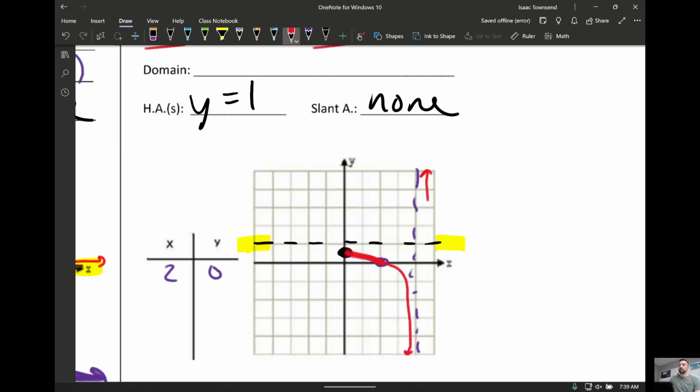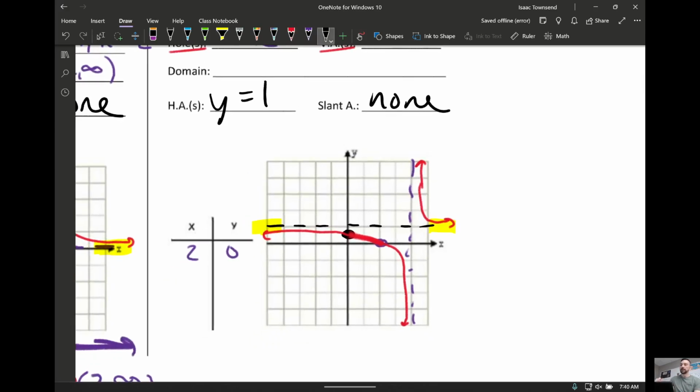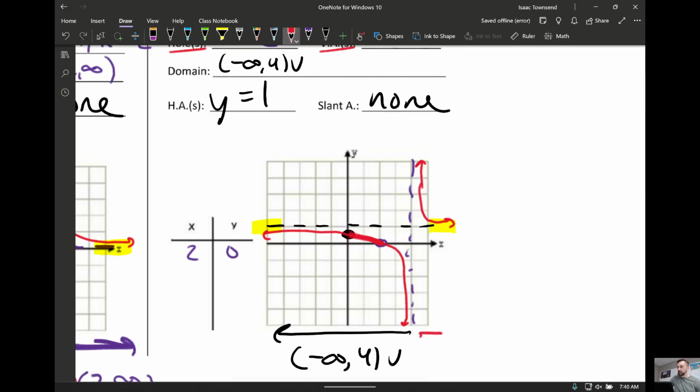And then for all horizontal and slant asymptotes, it tells you what your graph approaches on the far left and the far right. As x approaches negative infinity and positive infinity, what does the graph get closer to? Okay, and then now we can see the domain a little bit better. I need to hit all of these x values. Always put the smaller number on the left. So negative infinity to 4. And then all of these x values, 4 to infinity.